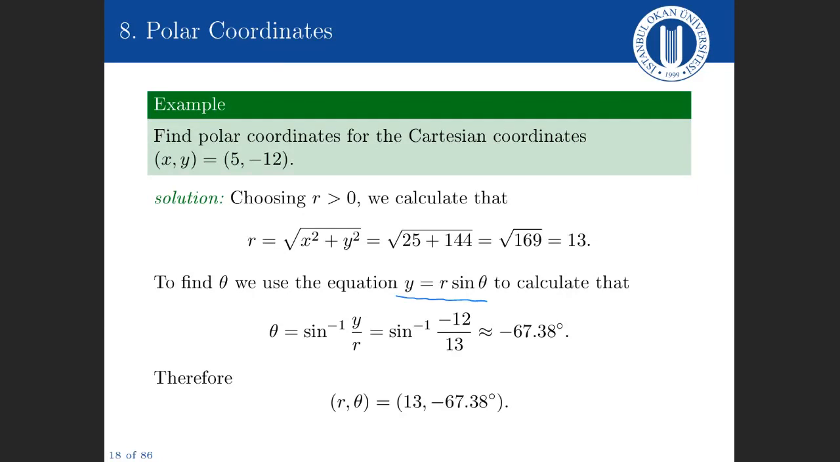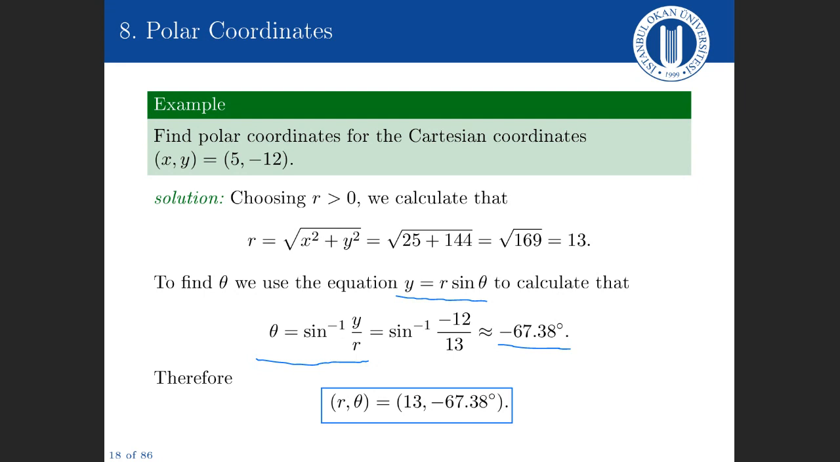And it turns out for this example, the easiest equation to use is the equation y is equal to r sine theta, which I can rearrange to theta is equal to inverse sine of y over r. Put the numbers in, type it into your calculator, and the answer comes out as minus 67.38 degrees. So the answer to this problem must be 13, minus 67.38 degrees.